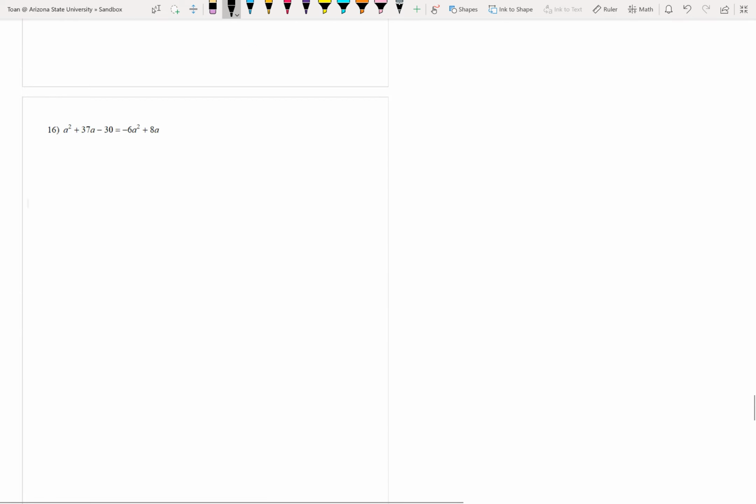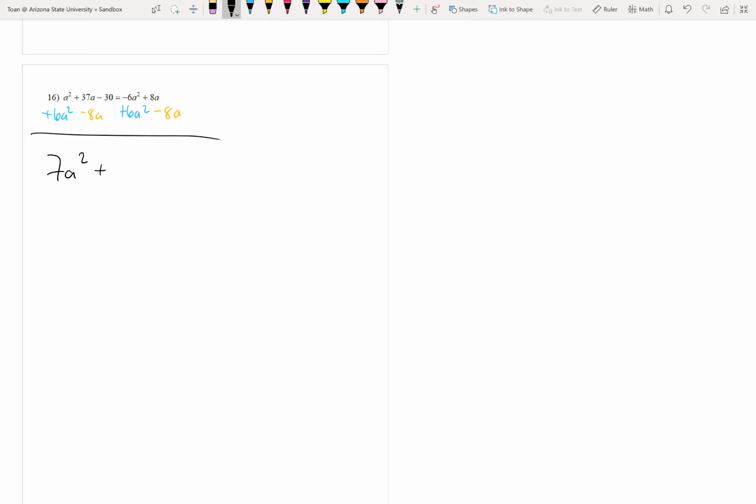Number 16 was a quadratic equation, and I believe in the instructions I tried to give you a hint. I said solve by factoring, but honestly, in my class, I don't care what method you use. Factor, quadratic formula, complete the square, I don't care, as long as you get the right answer. Well, the idea to solve a quadratic is you want it to equal 0 on one side. So we want to move everything onto one side. So let's move everything to the left. So I'm going to add 6a squared to both sides, and let's see if we can do 2 steps at once. Let's subtract 8a at the same time. That's going to give us 7a squared plus 29a minus 30 equals 0.